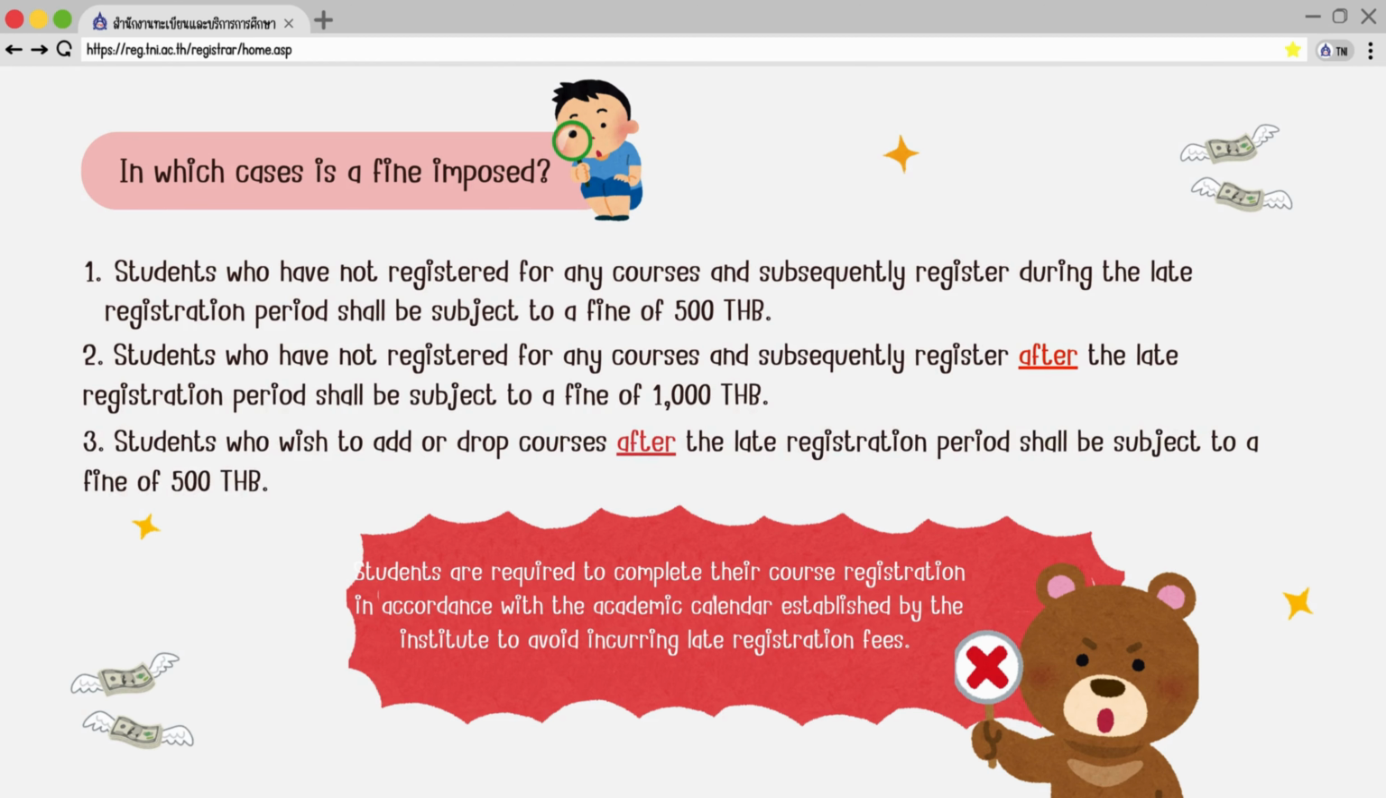When will students have to pay fines? Students who have not registered and registered during the late registration period will pay a 500 baht fine. Students who have not registered and register after the late registration period will pay a 1,000 baht fine. Students who wish to add or drop courses after the late registration period will pay a 500 baht fine. Therefore, students should follow the academic calendar set by the institute to avoid fines.